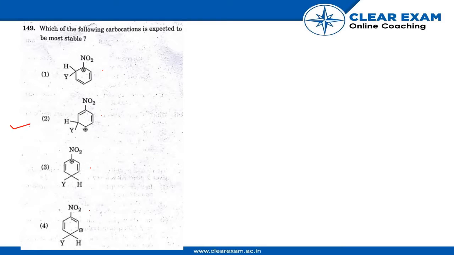So the correct option is option 2, because now let's take each and every option and discuss it. In the first option, the cation is directly attached to the NO2, so it forms resonance with it. As it is directly attached to NO2, therefore it is unstable.